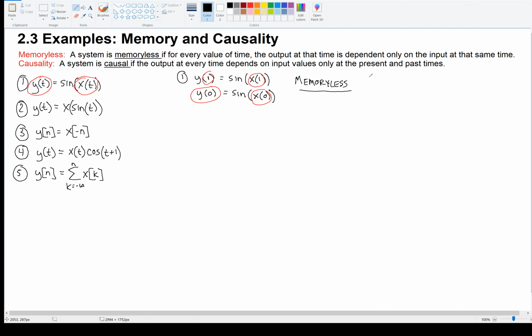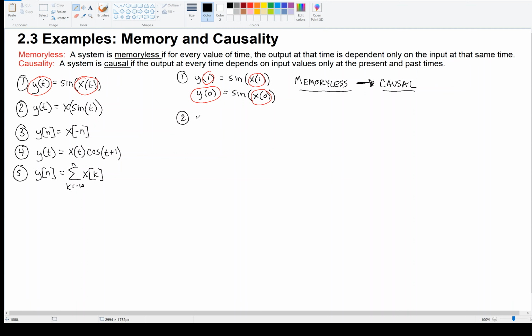So yes, it is memoryless, and that implies causality. This is a causal system. And it's causal because it only depends on the previous and present values of the input, namely just present. Okay, let's look at example 2.